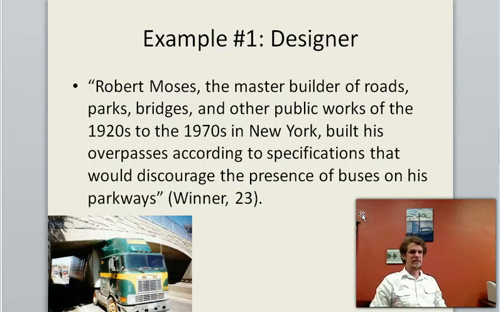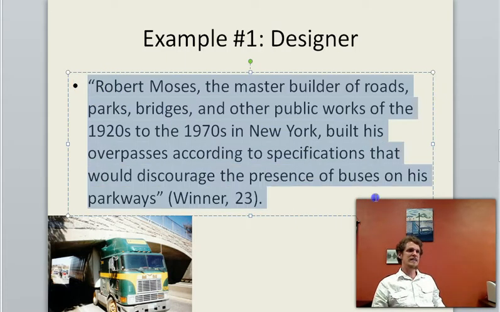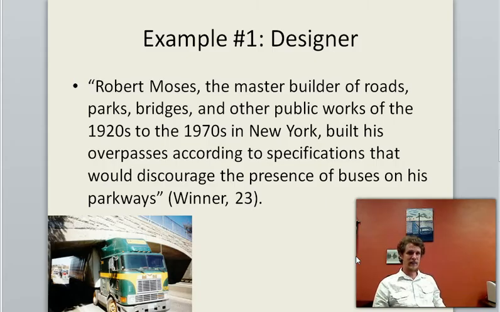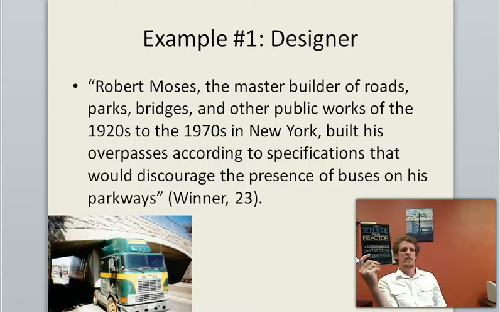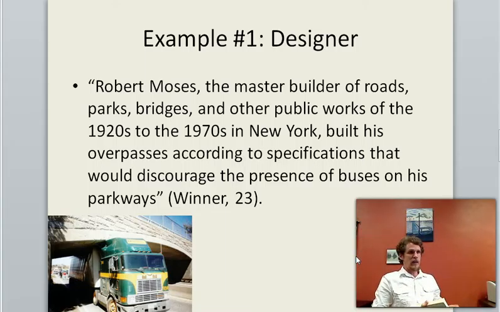Now the designer has to do this, whether it's conscious or unconscious. Here's an example of how a designer can consciously manipulate the determined aspect of how users act. This is a passage from The Whale and the Reactor by Langdon Winner. He writes that Robert Moses, the master builder of road, park, bridges, and other public works of the 1920s to the 1970s in New York, built his overpasses according to specifications that would discourage the presence of buses on his parkways, oddly enough.